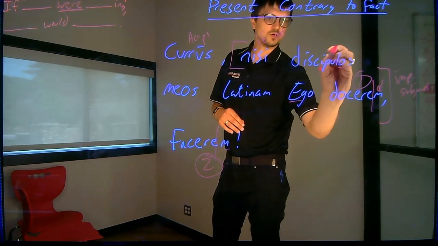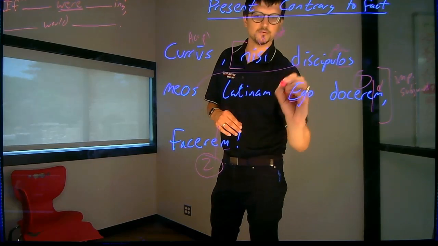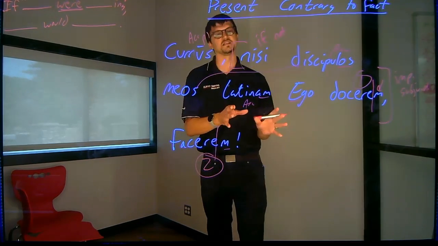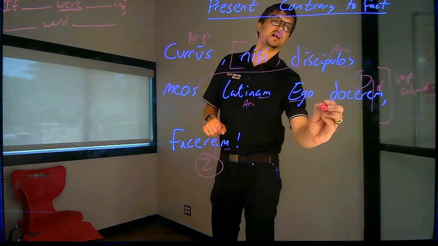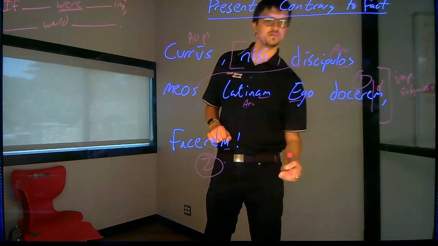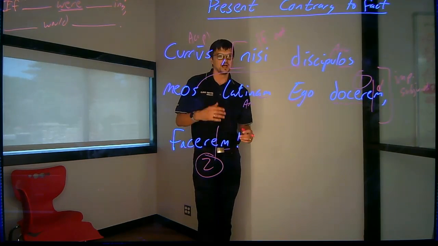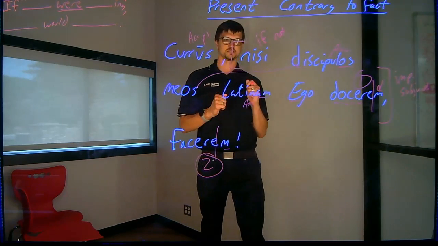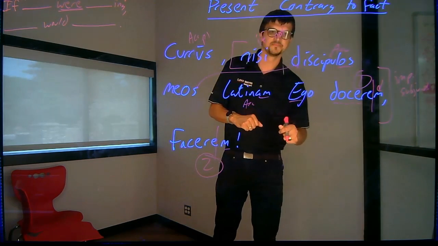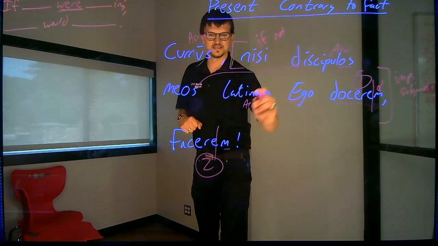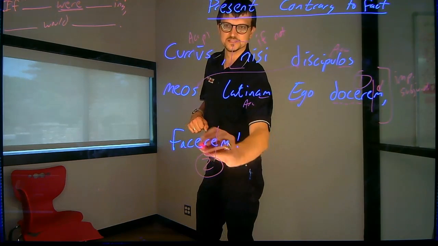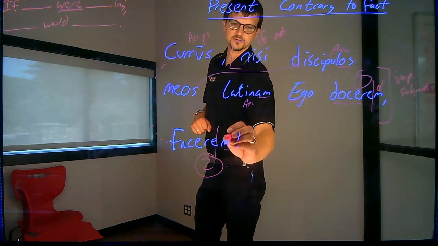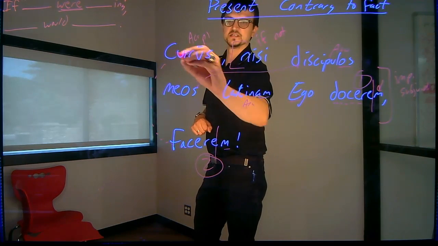So we have the discipulos, the accusative, the meos agreeing with it as the accusative. Latinam is accusative as well. We have a lot of accusatives. There's no ACI happening. Let me just tell you that docere takes two accusatives. Both the people you teach and the subject you teach are in the accusative, so it takes a double accusative. And then finally, facerem, to make. And so that's going to go with our currus as our subject verb and the direct object up here.